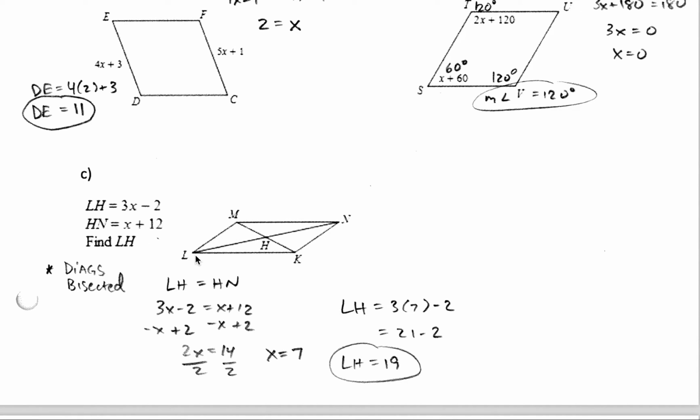If the question were instead, what's the length of the full diagonal? Well, you would take your 2 halves, 19 plus 19, or 19 times 2, and find that the full length there is 38 units.